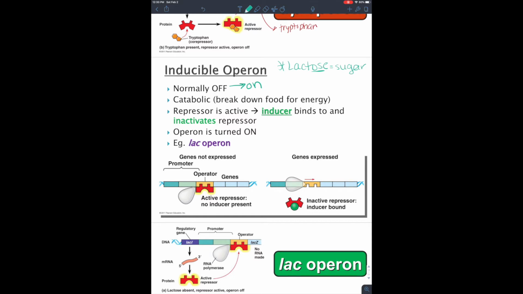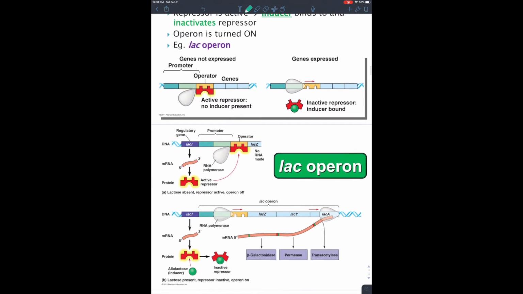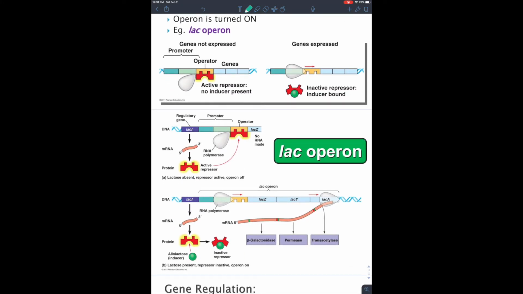So what happens if lactose is present? Well, lactose is a big sugar. I need to break it down into its individual monosaccharides in order to digest. So I need to turn this operon on to make the pieces necessary to break down that sugar. So if lactose is present, then I need to make lactose digesting enzymes.